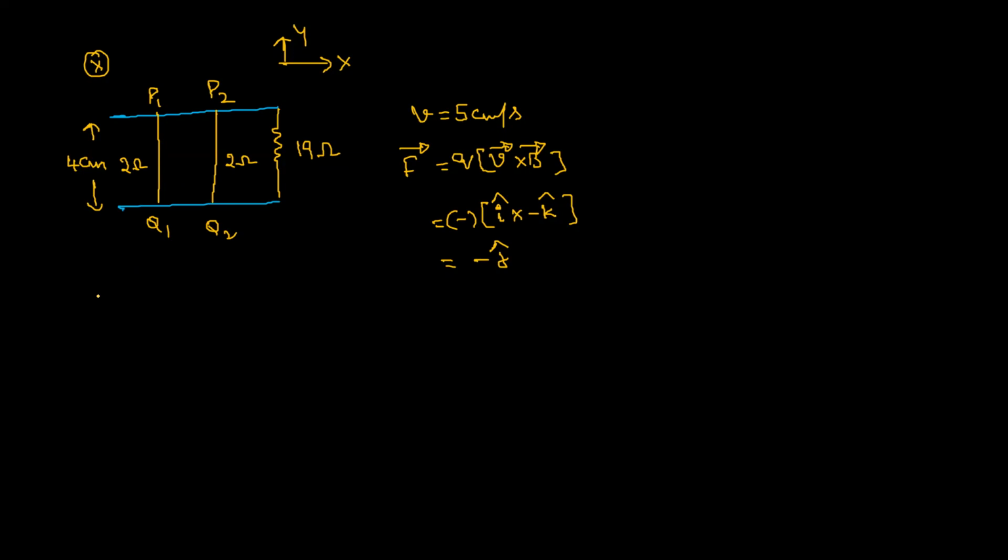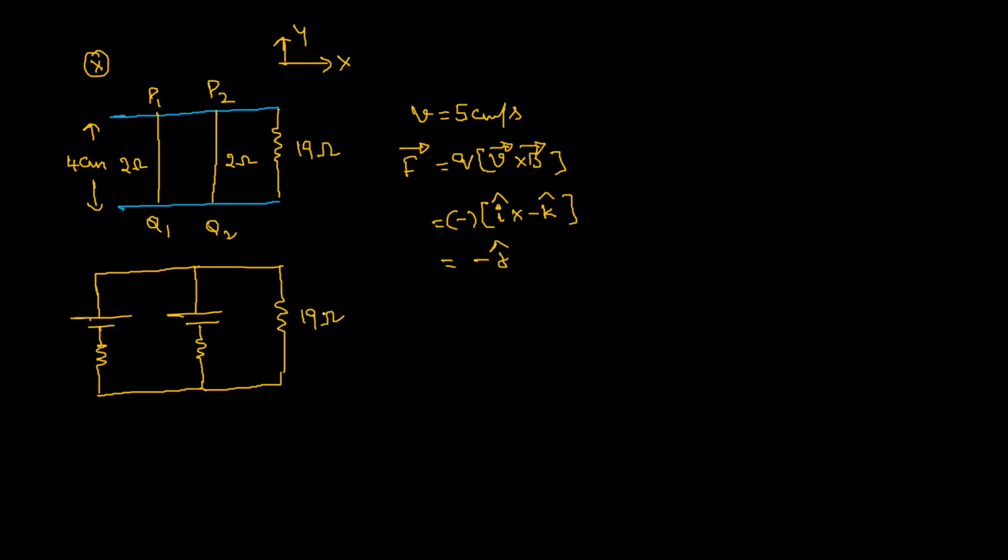So we can now replace P1 Q1 with a battery. It is like this, having resistance 2 ohm. In the same way, P2 Q2 is again replaced by a battery of the same EMF, because both have the same speed, right? Now the circuit is like this. It is 19 ohm.